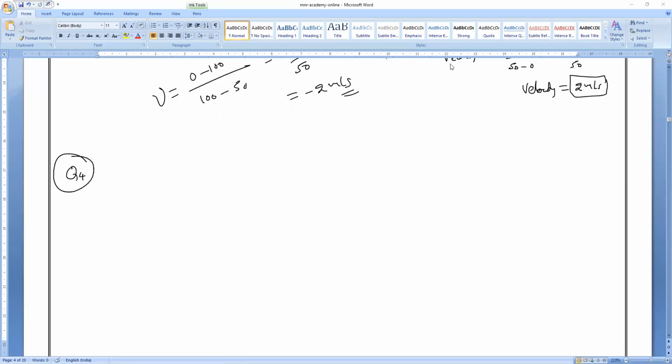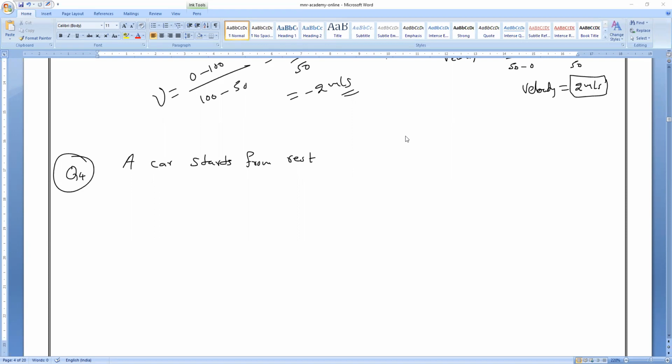A car starts from rest. So from rest means what is zero? Car starts from rest means something is initial zero. Initial velocity is zero. Very good, everybody.